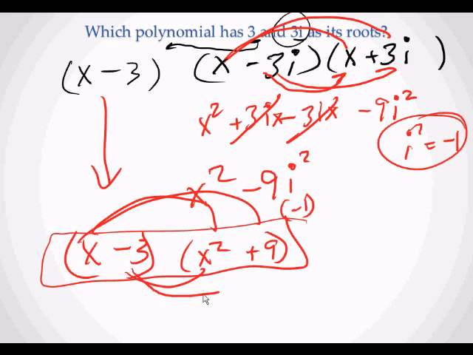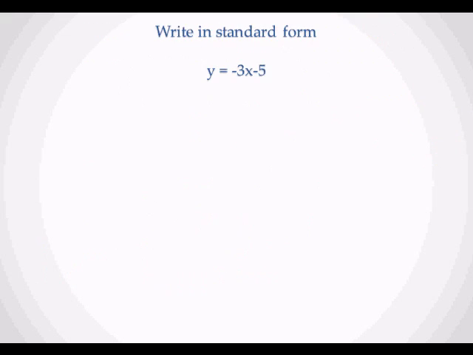Bring down this, and then we're going to multiply. I'm not going to multiply this, I'm going to try to save a little bit of time. But then you just go ahead and FOIL this and combine like terms if you can. Then you're done. Put them in the order from highest power to lowest power.